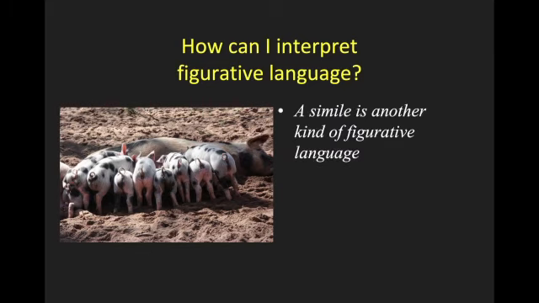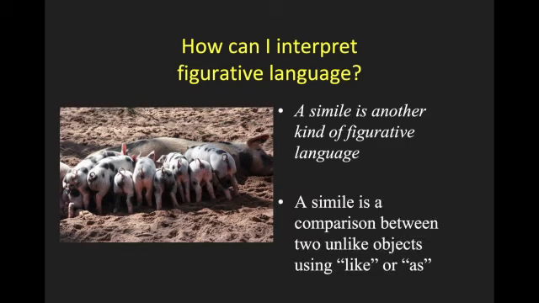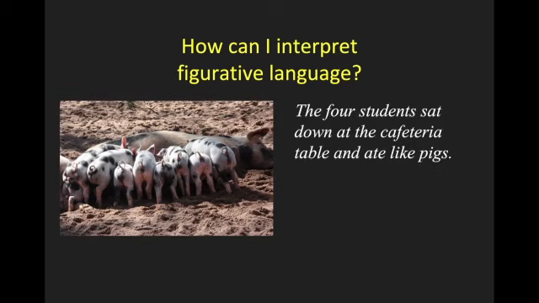Now, a simile is another kind of figurative language. Now, the definition of a simile would be a comparison between two unlike objects using like or as. The words like or as have to be inside this comparison or it is not a simile. So let's try one. The four students sat down at the cafeteria table and ate like pigs.